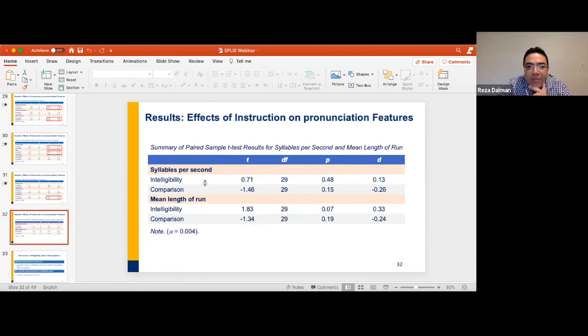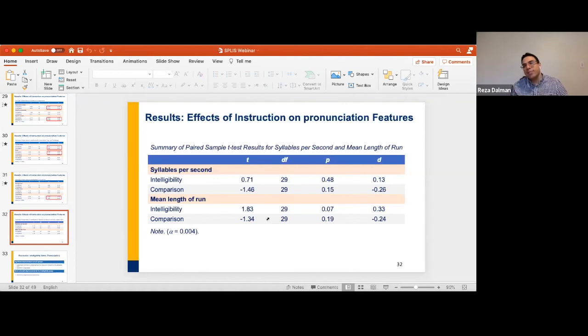These are the findings for the fluency features. For syllables per second, the intelligibility group showed some improvement, but the improvement was not significant. The comparison group, on the other hand, for syllables per second, not only did not become more fluent, but they were just slower in speaking. And for mean length of run, again, the intelligibility group was able to produce longer stretches of speech between each pause, but it did not reach statistical significance. On the other hand, the comparison group was the opposite. They produced shorter stretches of speech between each pause.